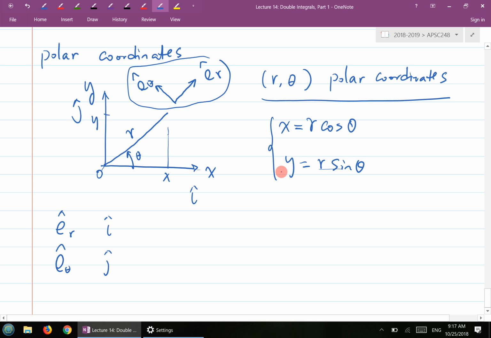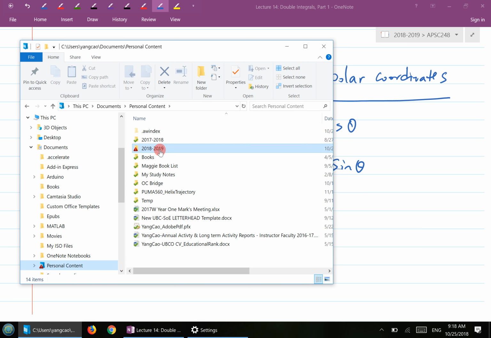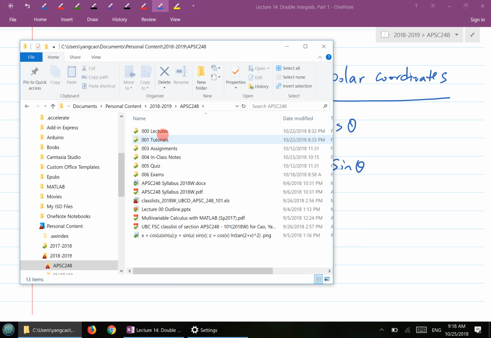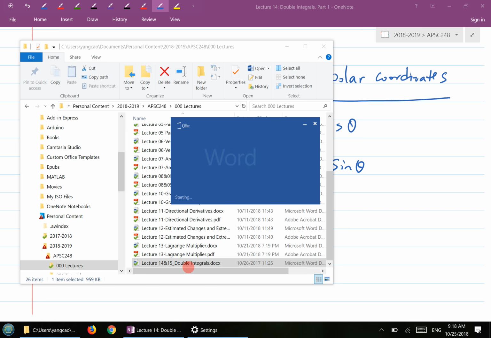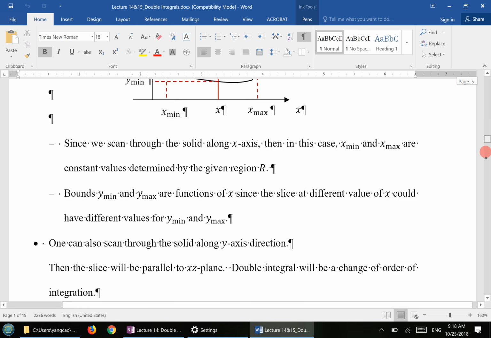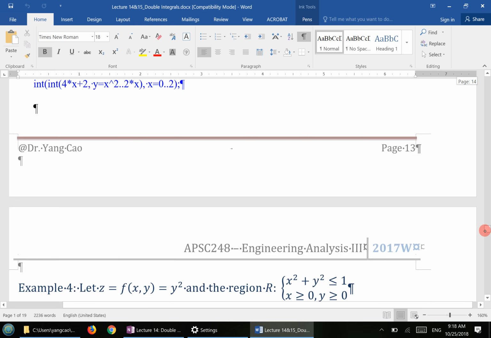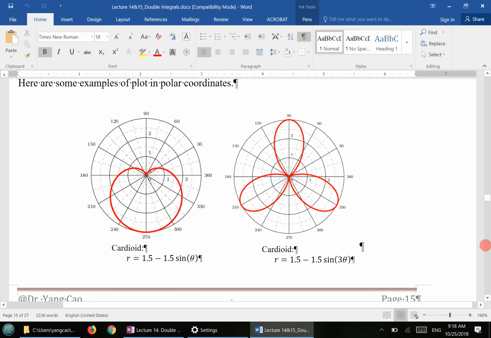Polar coordinates are sometimes very useful to describe some very unique curves. I'll just quickly show you, and then we can call it a day. Some curves you literally cannot describe using Cartesian coordinates, but you can describe using polar coordinates. There. So this is what I want to show you here.